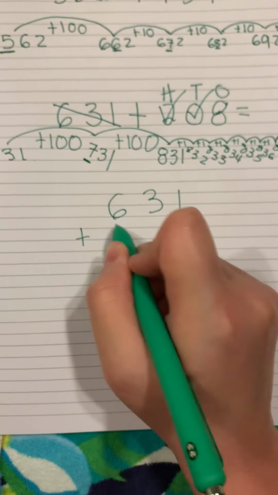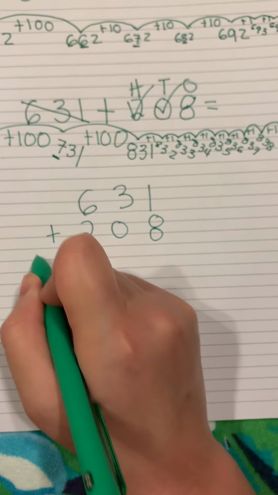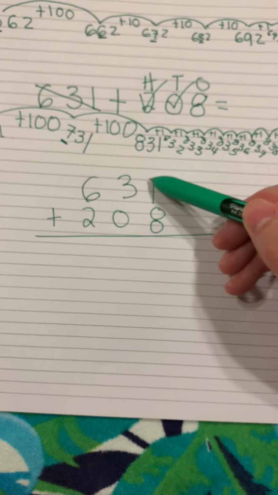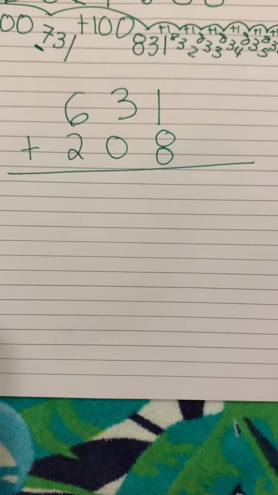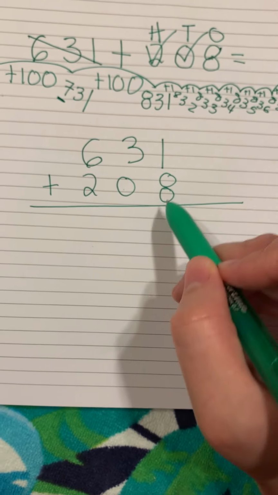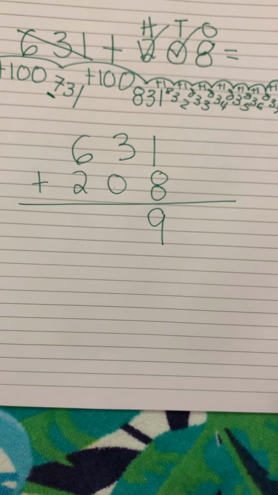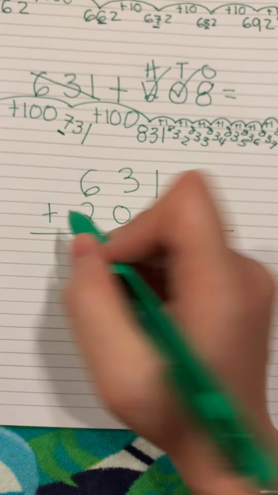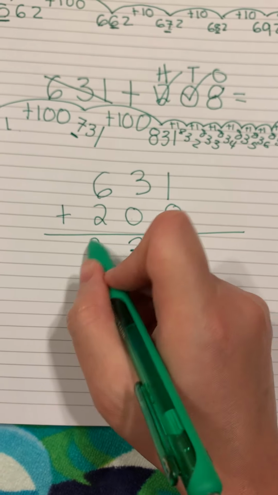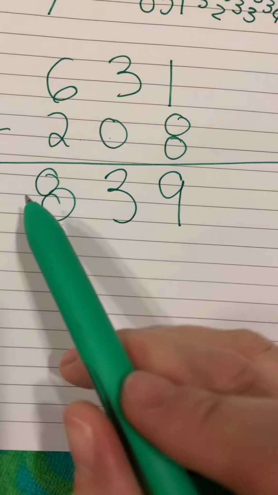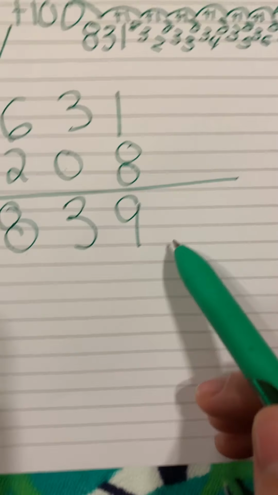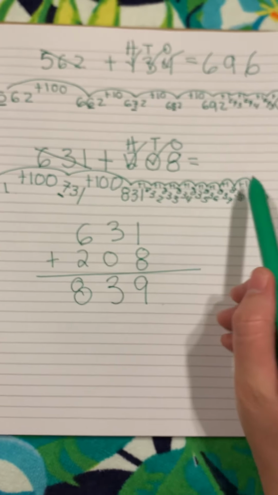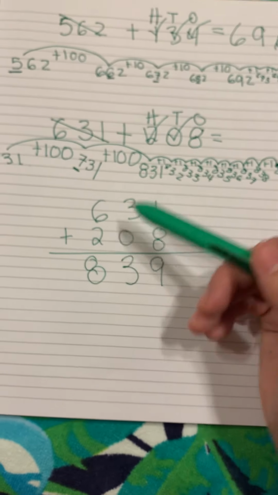And we can double check our answer using the up and down equation. 631 plus 208. As you can see, I left finger spaces. They're nice and neat, and each number is on top of each other for the correct place value. So 1 plus 8 more is 9. 3 plus 0 is 3. 6 plus 2 more is 8. So our answer is 839. And our answer on our number line is 839. So now we know our number line is correct and our equation is correct.